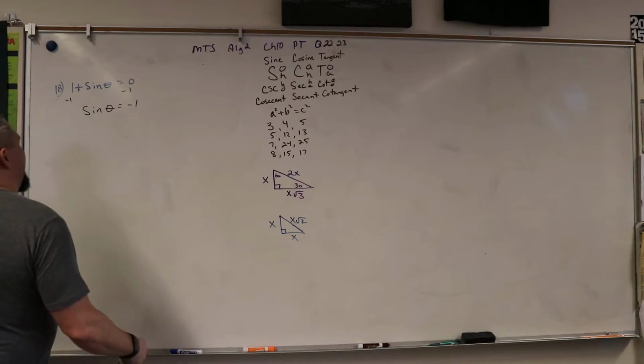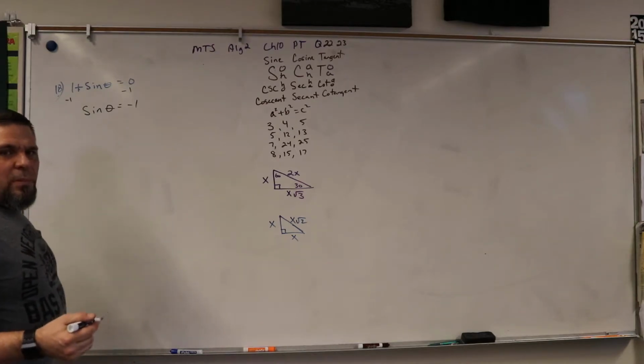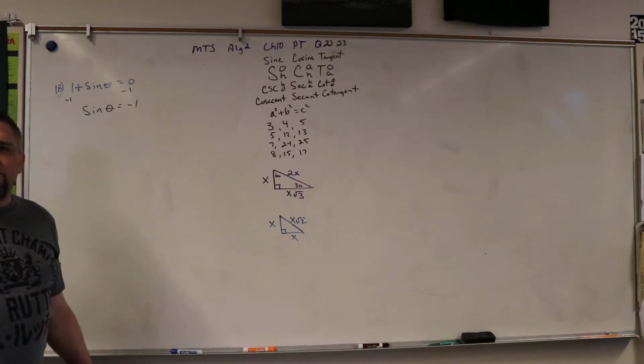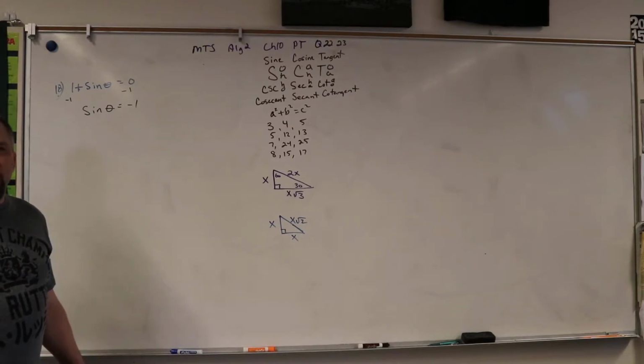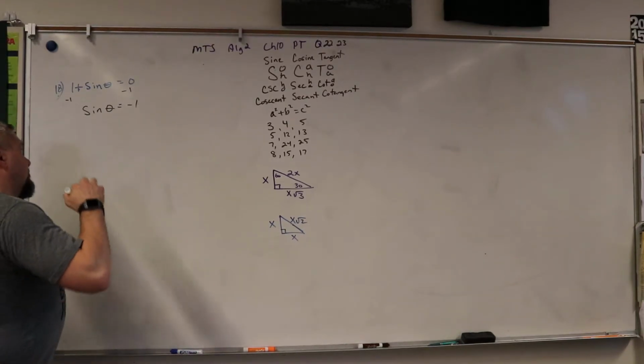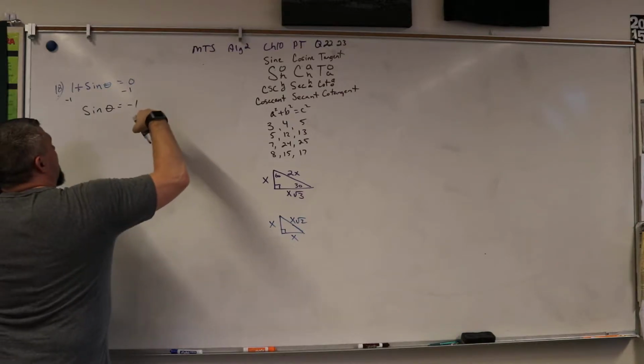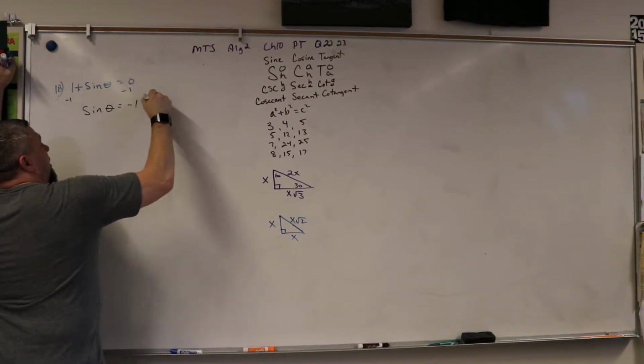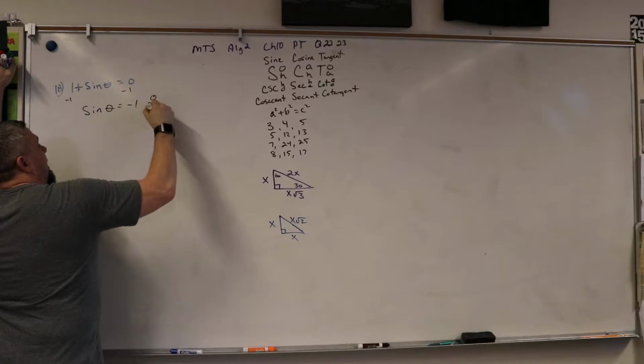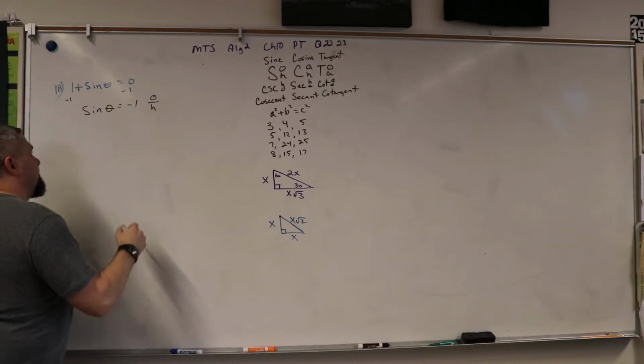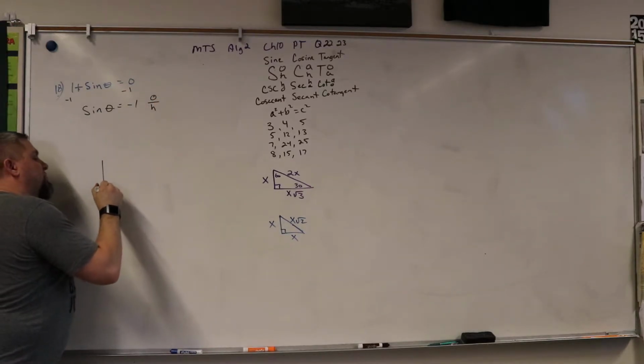Now what is sine? Sine is opposite over hypotenuse, O over H. Okay. And so we're going to have this triangle.